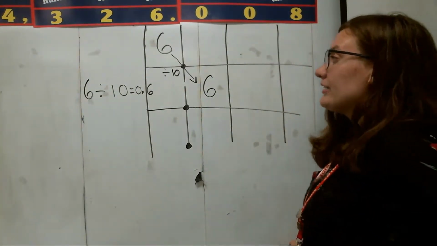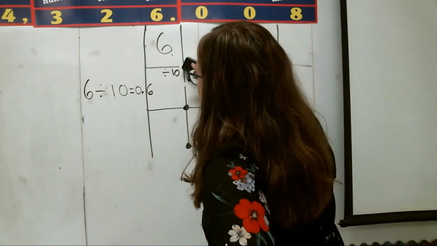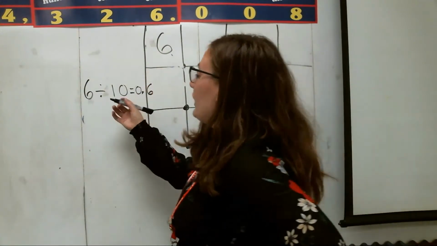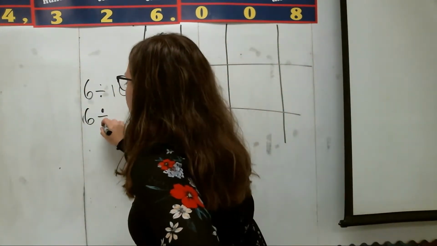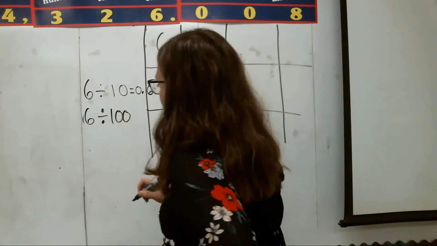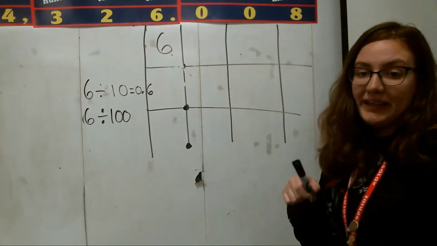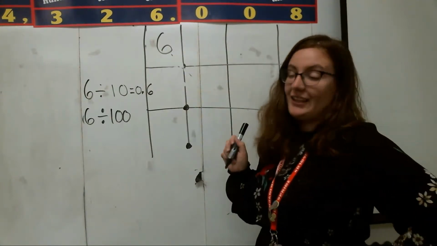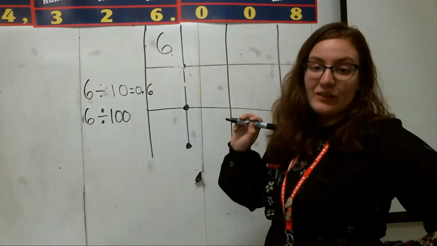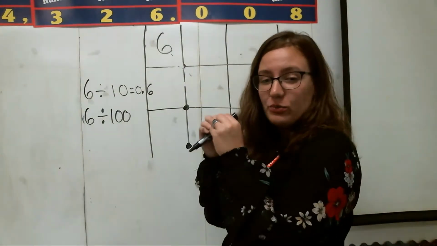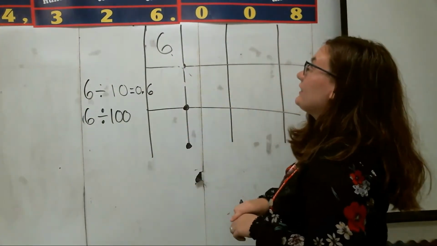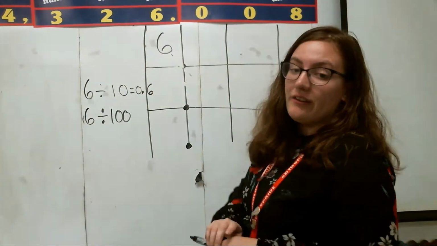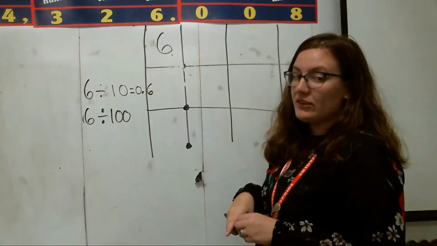Now, we're going to change this up just a wee bit. What if I had my 6 ones divided by 100? What this means now is that I want to find a number that is 1/100th as large as 6 ones. So I want to find a smaller number right now, because I am finding a number that is 1/100th as large as my 6 ones.